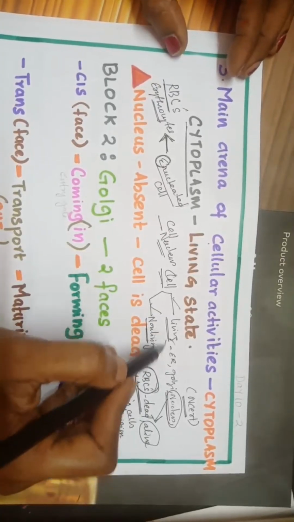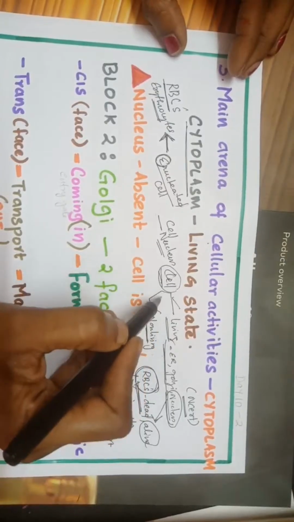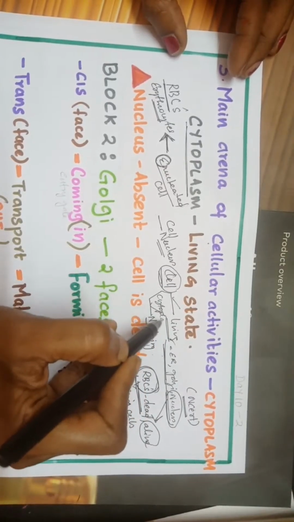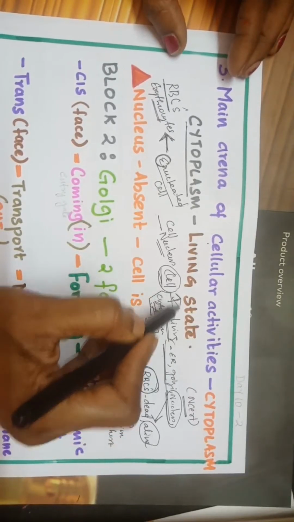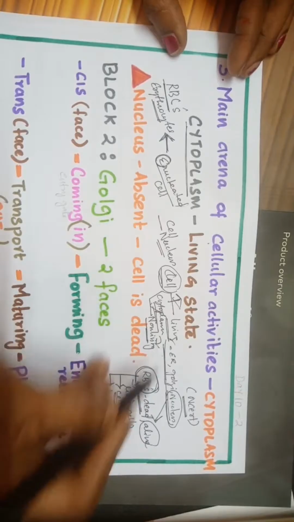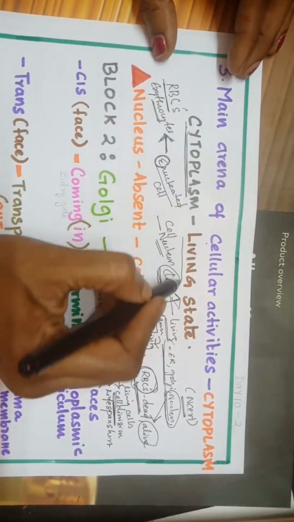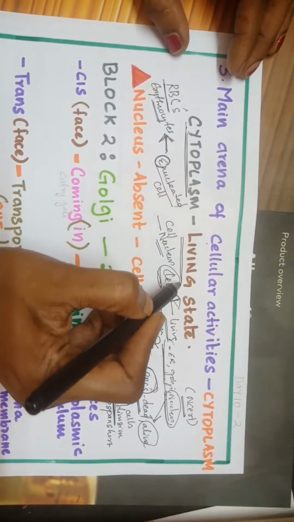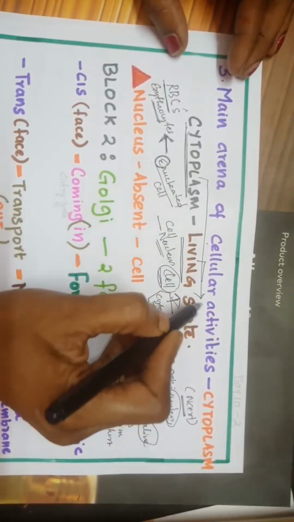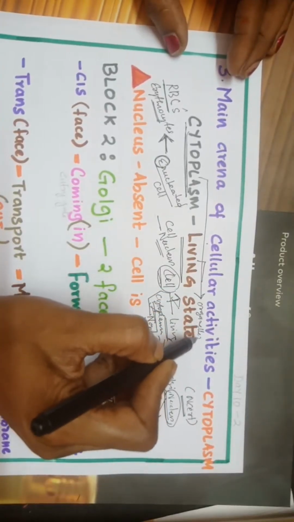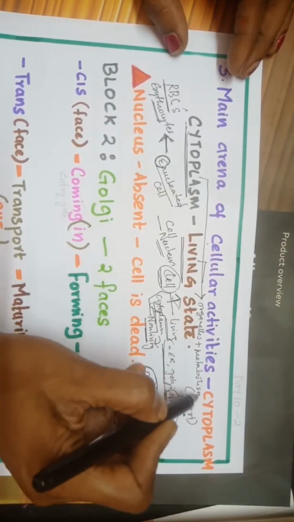So if you remove the organelles, it doesn't mean that the cell is dead. But if the cell doesn't contain cytoplasm, which expresses a living state of the cell, it is considered as non-living. So cytoplasm is the one which makes the cell a living or non-living one, because all the organelles and all the metabolic activities take place in the cytoplasm.